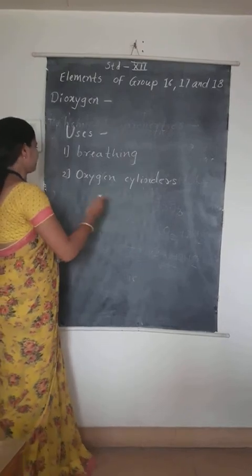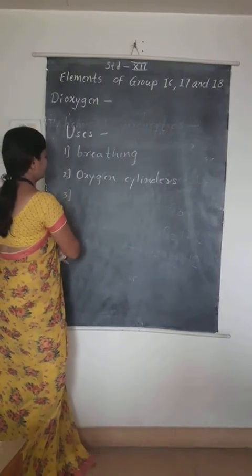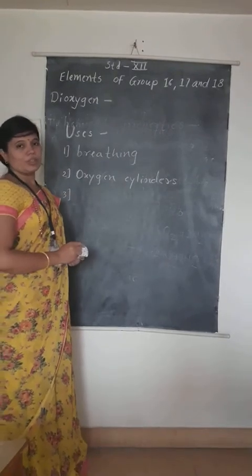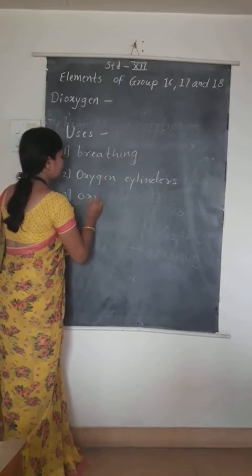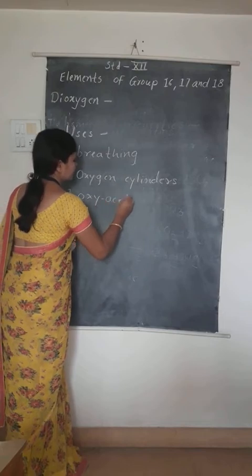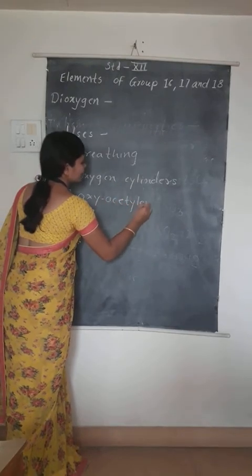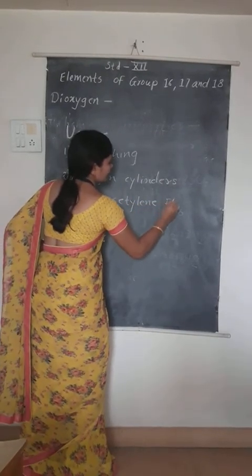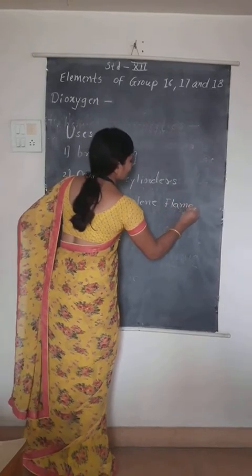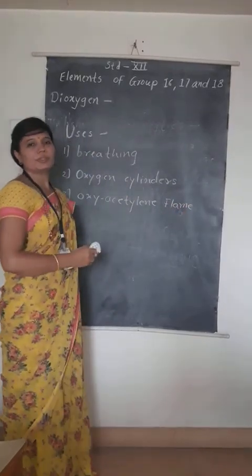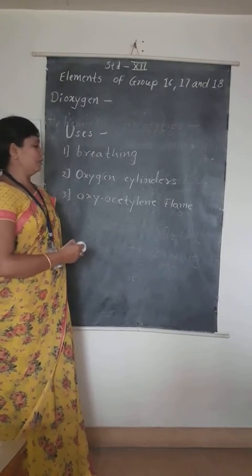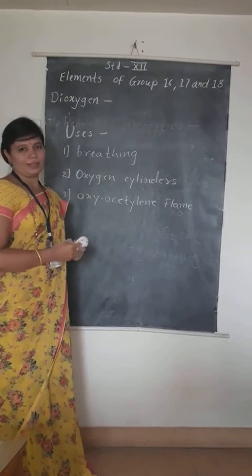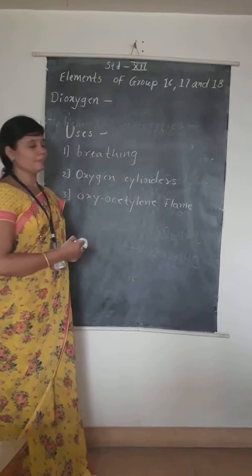Then next, dioxygen, it is used for the preparation of oxyacetylene flame. This oxyacetylene flame, it is used for cutting and welding of metals. This is the next use of dioxygen.